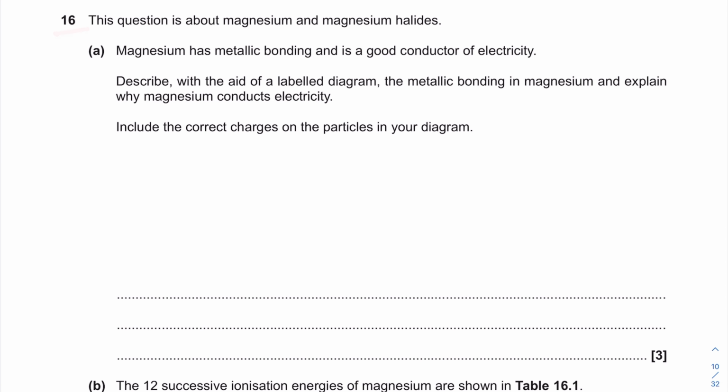Question 16. This question is about magnesium and magnesium halides. A. Magnesium has metallic bonding and is a good conductor of electricity. Describe with the aid of a labeled diagram the metallic bonding in magnesium and explain why magnesium conducts electricity. Include the correct charges on the particles in your diagram.